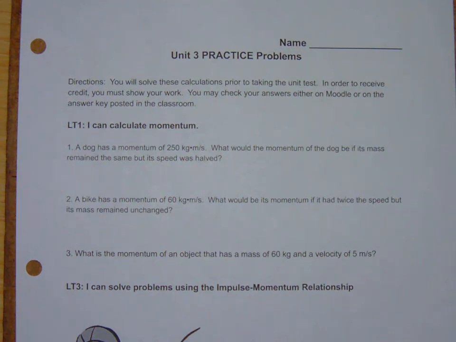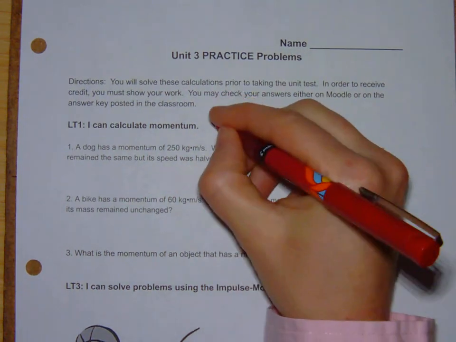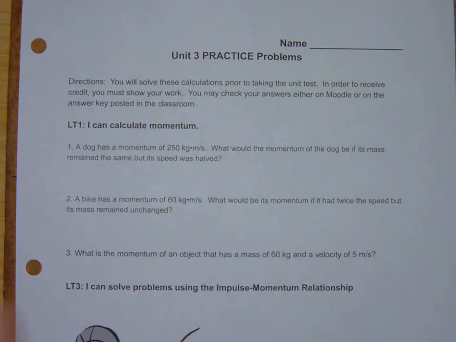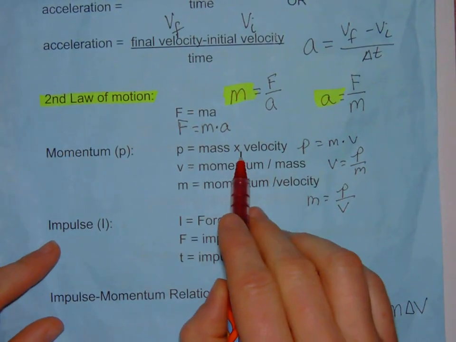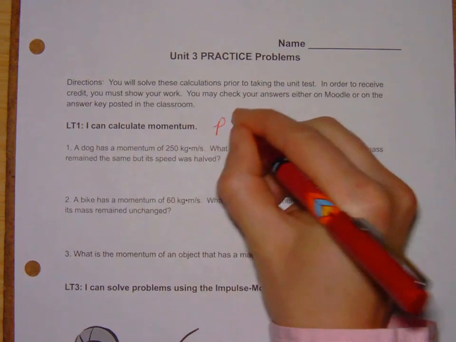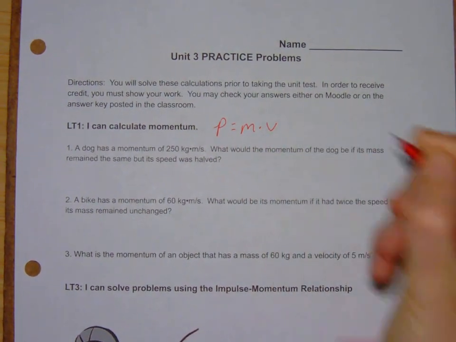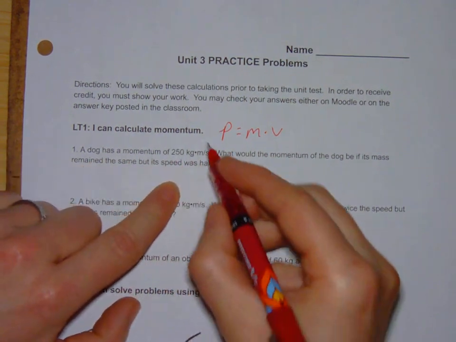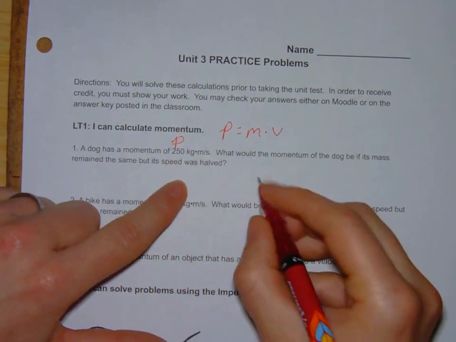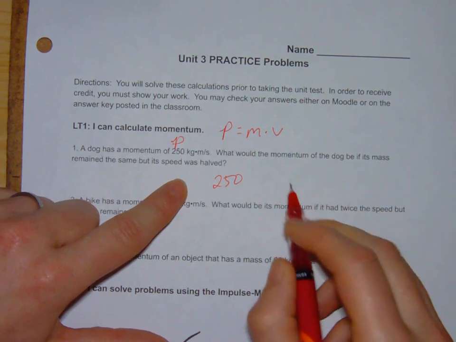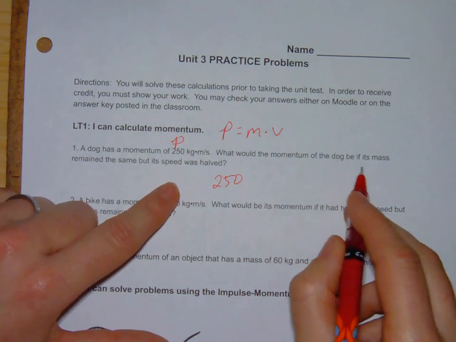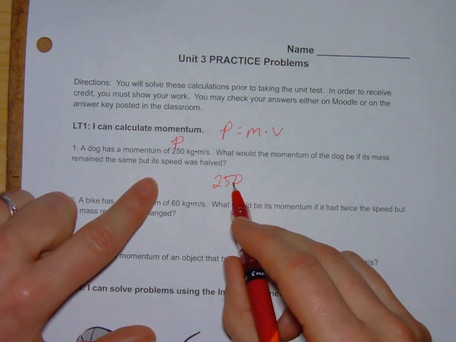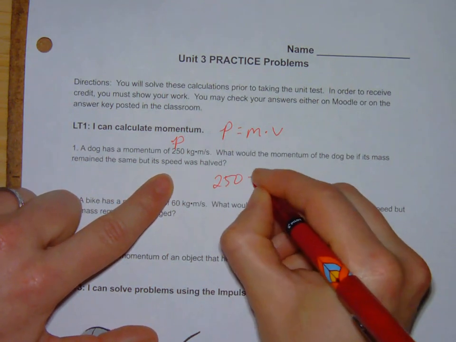So LT1, I can calculate momentum. Remember, that is based on this formula. The momentum is equal to mass times velocity. So for number 1, we have a dog with a momentum of 250. So we have a 250 over here. What would the momentum of the dog be if its mass remained the same, but its speed was halved?